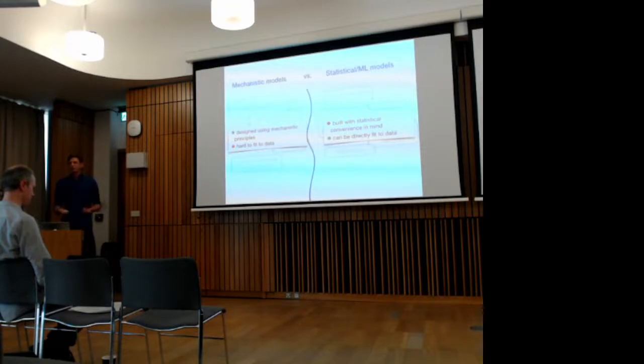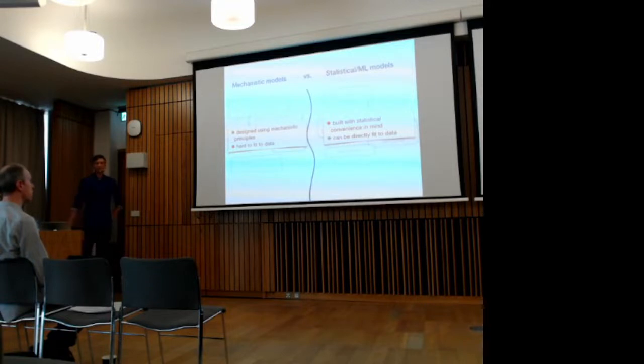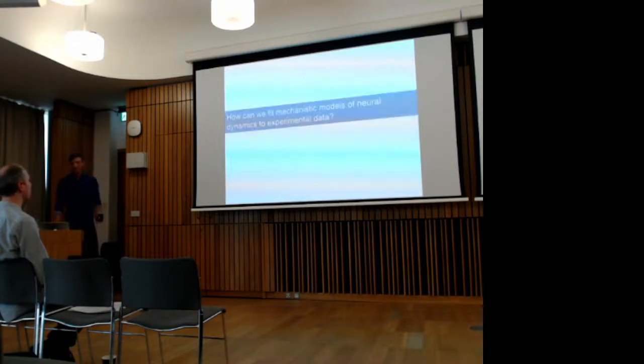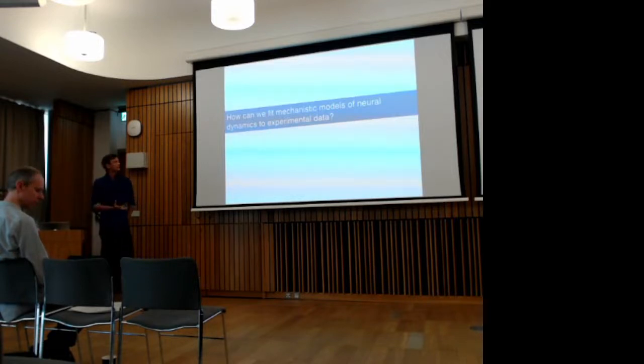Now, the goal of my research is to combine the strengths of these two approaches. We're trying to build algorithms that allow fitting mechanistic models to data, and thereby allow computational neuroscientists to work with the model they really want to use, such that it includes the mechanisms, but at the same time still allows being fit to experimental data. So the key question we're trying to address is how we can fit mechanistic models to experimental data.